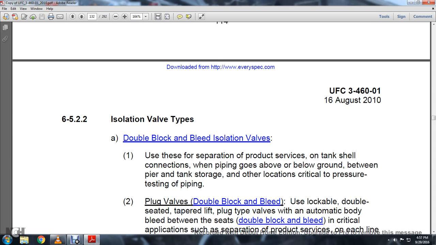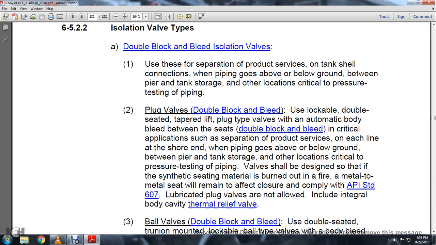Use for product separation at the tank shell connection, where the pipe goes above and below the ground between the pipe and tank storage, and at other locations critical to pressure testing of the piping. Plug valves, double block and bleed. Use lockable double-seated taper or lifted plug type valves that automatically bleed the body between the seats, double block and bleed in critical applications for separation.